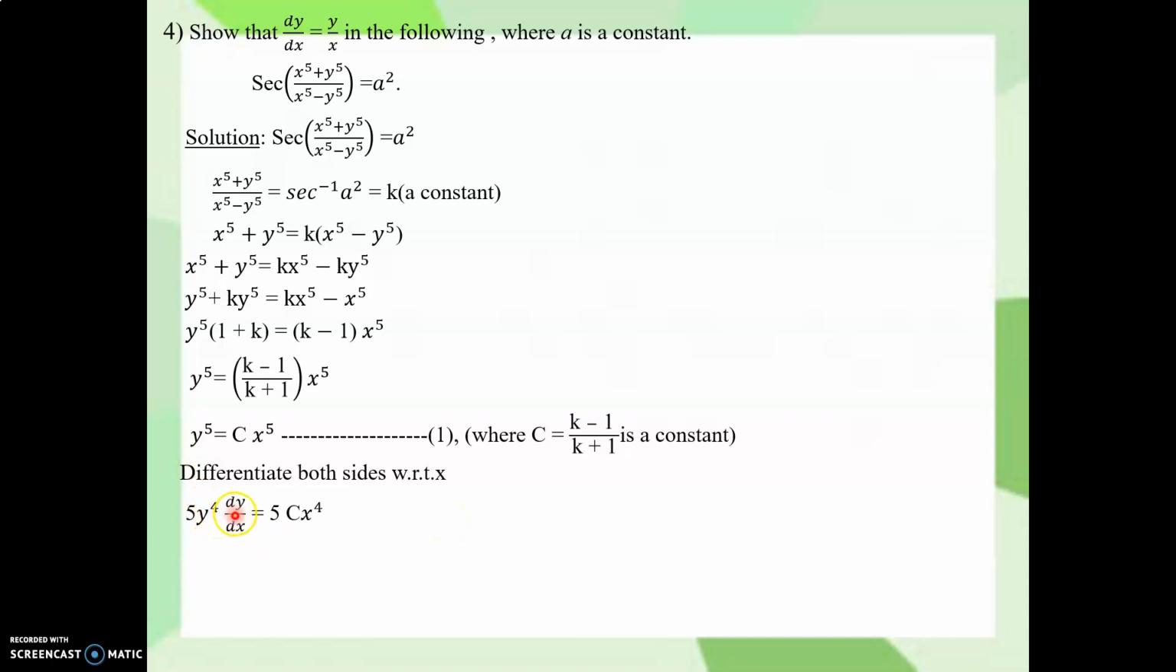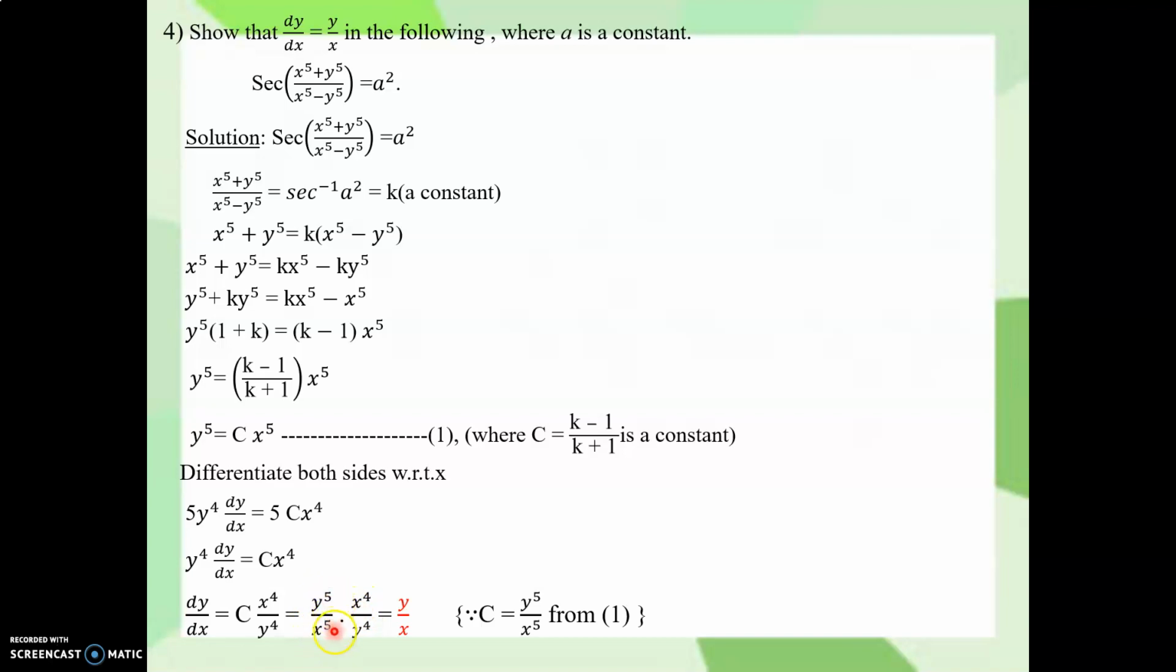5y^4 dy/dx is equal to 5 into c into x^4. Now we'll keep this dy/dx here, and we can cancel 5. So y^4 dy/dx is equal to c x^4. In the next step, dy/dx is equal to c x^4 / y^4. Now from this equation, c can be written as y^5 / x^5.